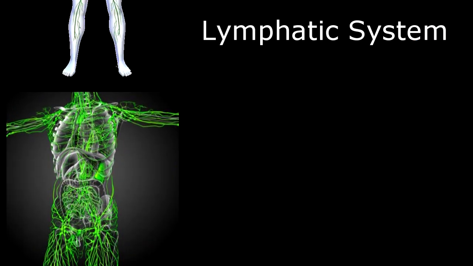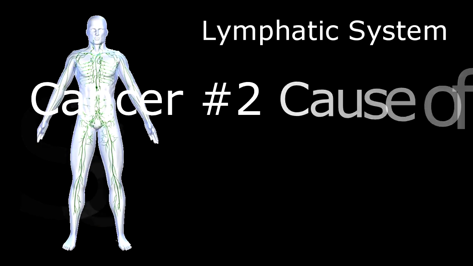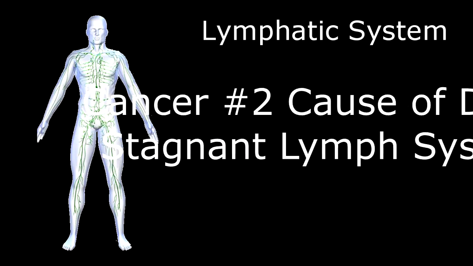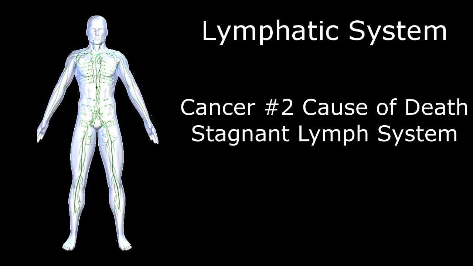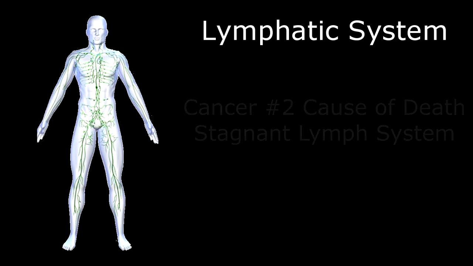So number 2 cause of death is cancer. And pretty much everybody with cancer has very stagnant lymph, and their immunity is very low. Their immune count could get down to just single digits even. That's number 2 cause of death.